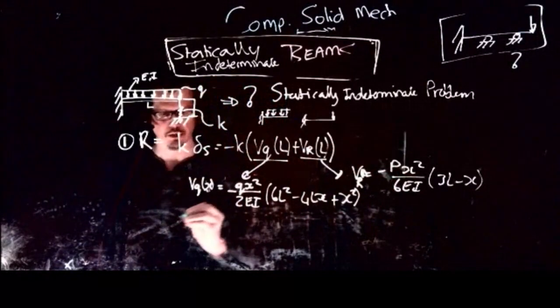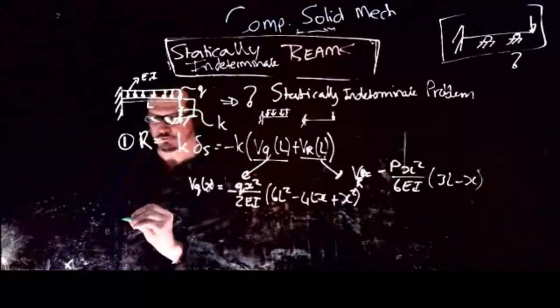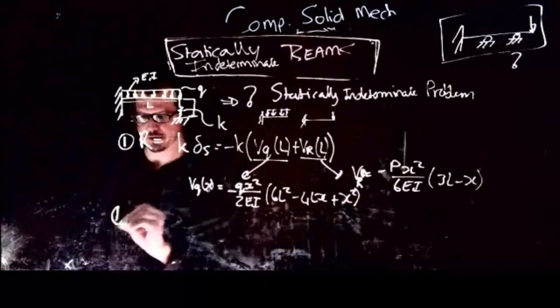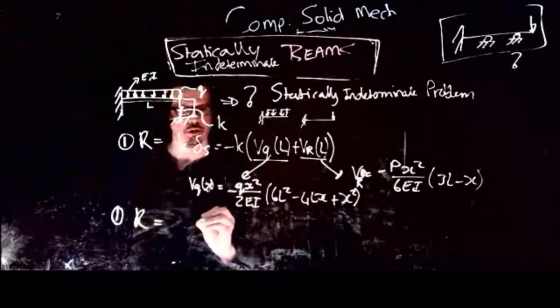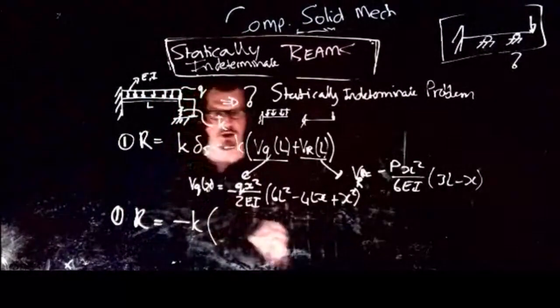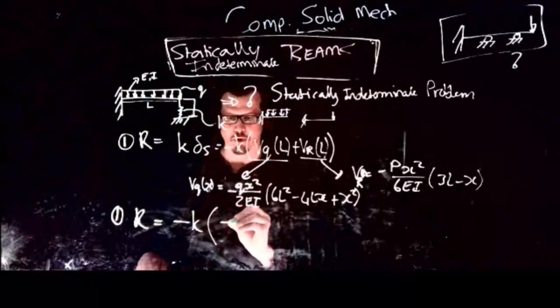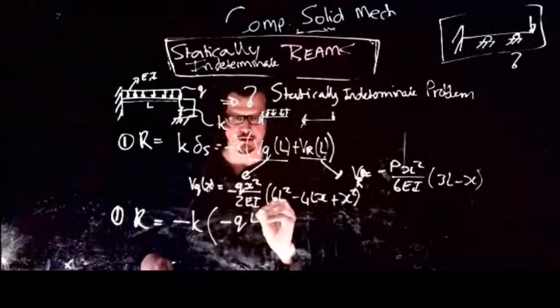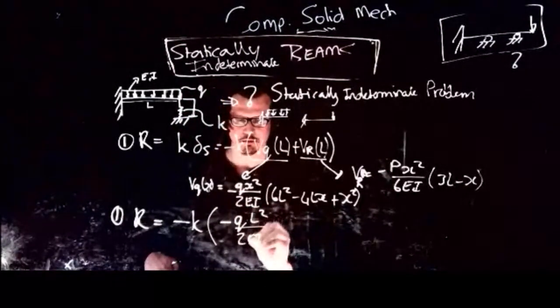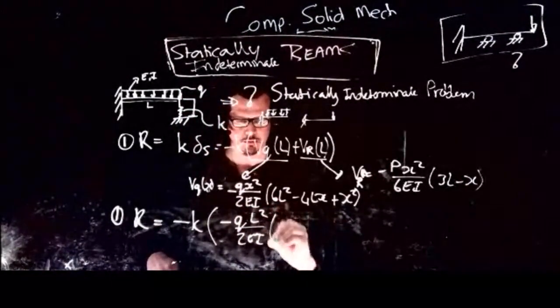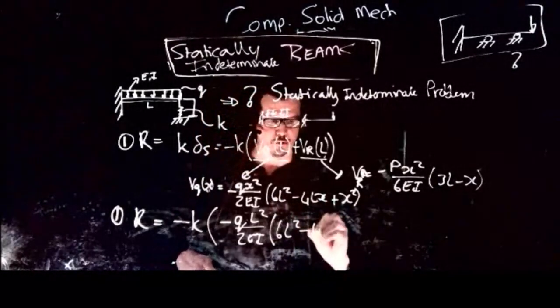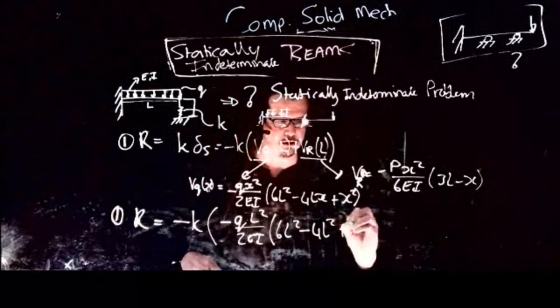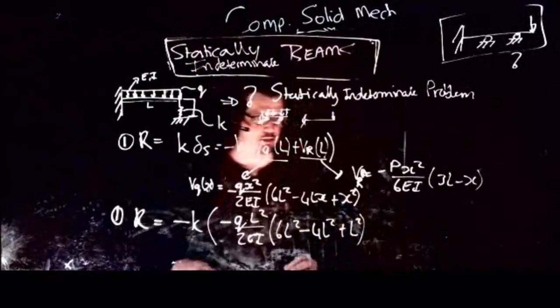So for that, I'm going to write this here and substitute these formulas in. That's just R is equal to minus K multiplied by minus Q L squared over 2EI, multiplied by 6L squared minus 4L squared plus L squared. So that's essentially what we have there.